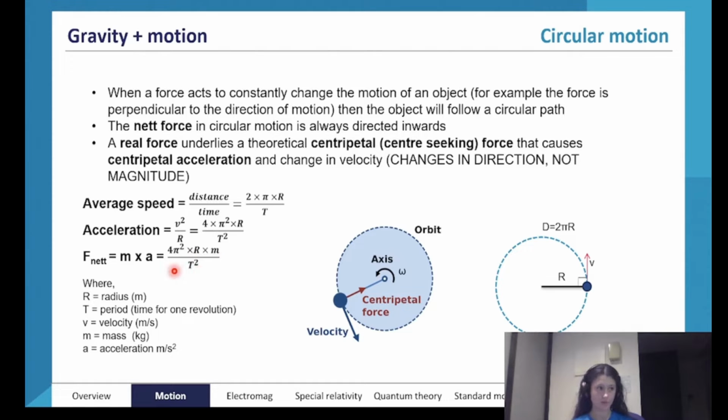So all of these formulas are in your formula book. It's kind of a case of practicing, applying them, and just having a basic understanding of the concept.